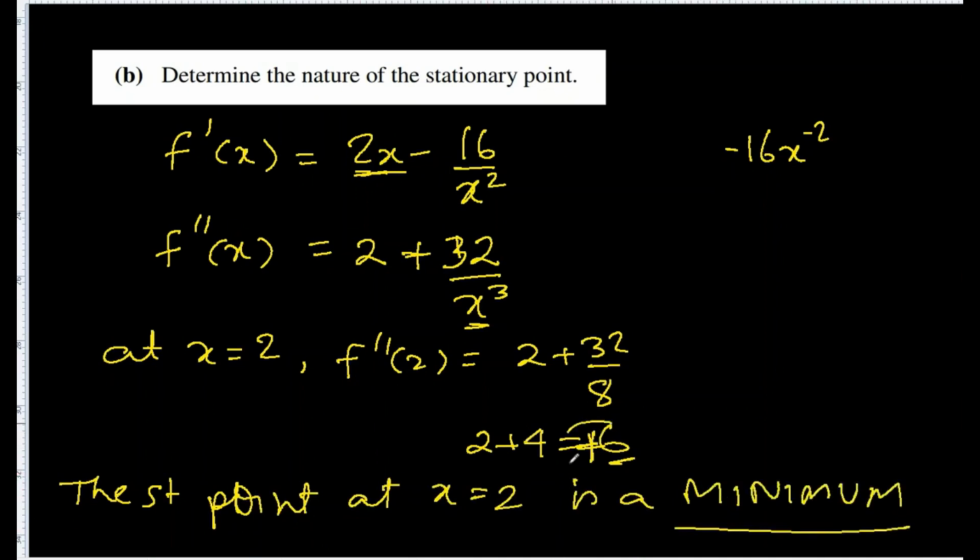So whenever the second derivative is positive, the stationary point at that point is a minimum. Let's move on to the C part.